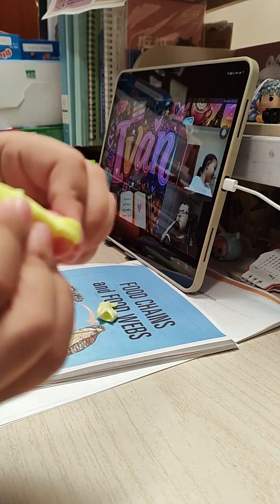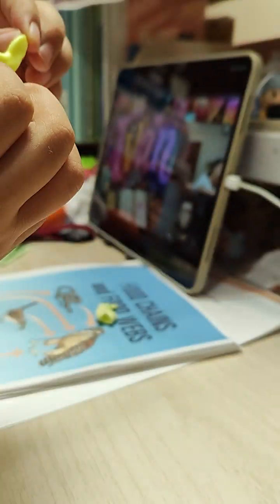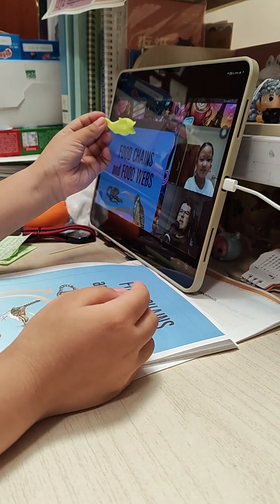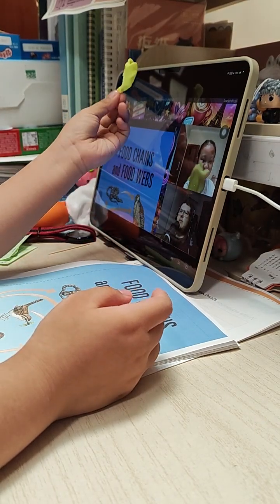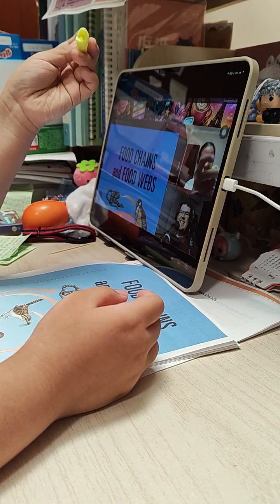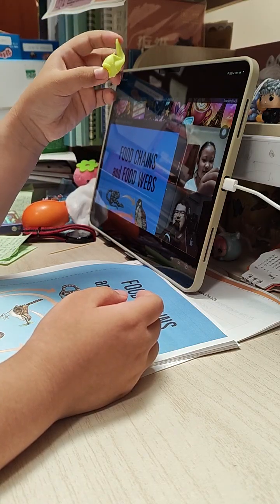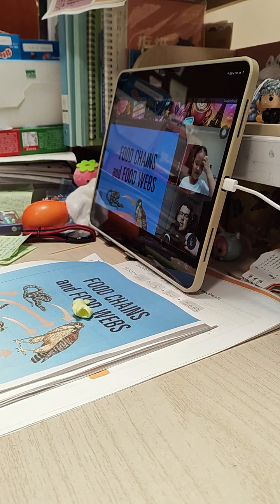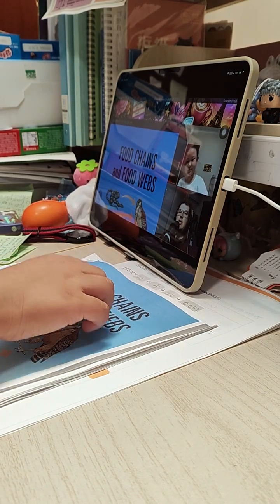Okay, so let's start with today's work. It's going to be about food chains. Okay, food chains and food webs. Okay, so tell me, what do you know about food chains?